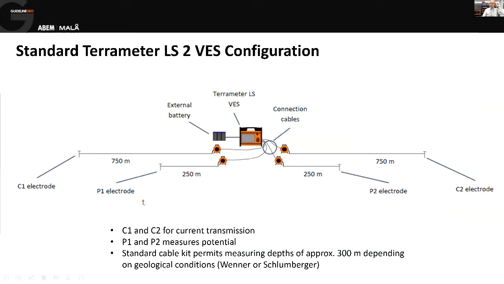So a typical layout for a VES configuration is our resistivity meter at the center. And so for ABEM, that would be either our SAS 1000 instrument or our Terrameter LS or Terrameter LS2. We would have 4 cable drums with single strand cable on each that attach to our 4 electrodes. So there are 2 very long cable drums for the outside electrodes, the current electrodes, 2 shorter cable drums that we use for measuring the voltage at the center.